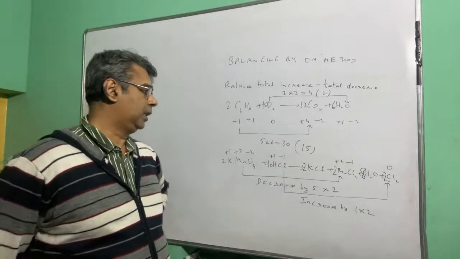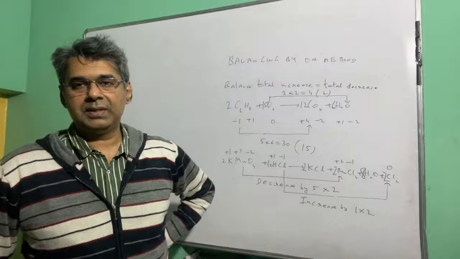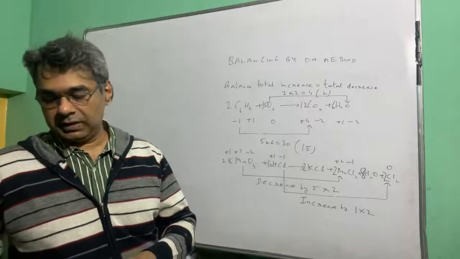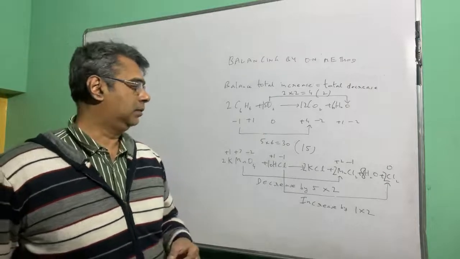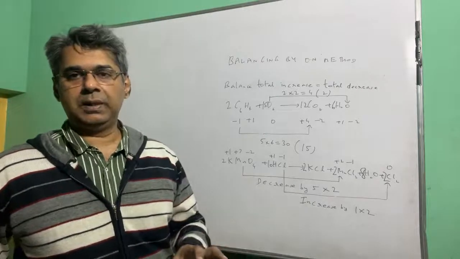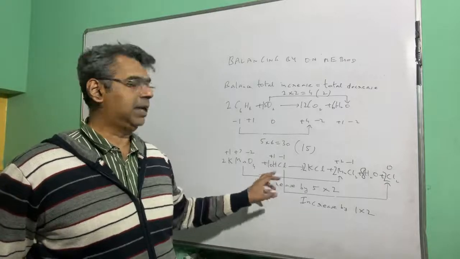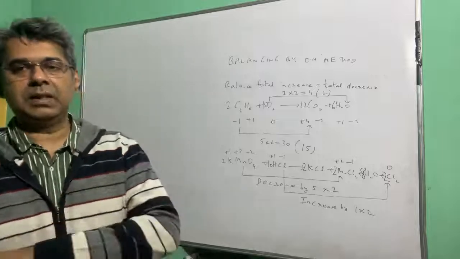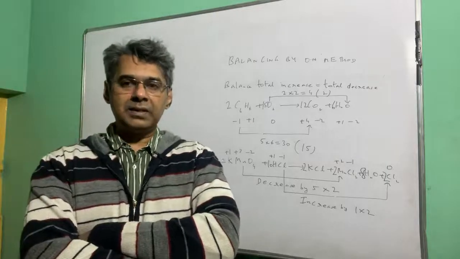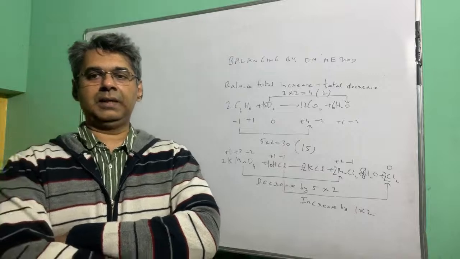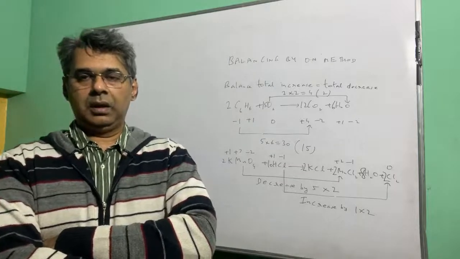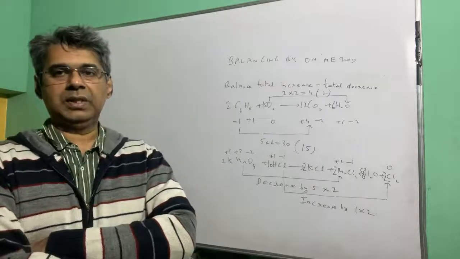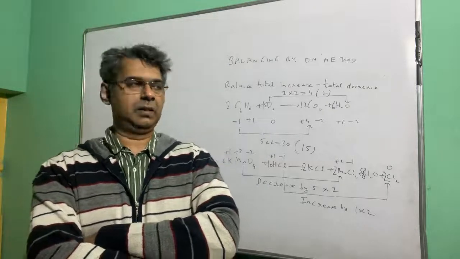Now the thing is, this is happening in spite of the fact that we have done total increase equal to total decrease, in spite of the fact that we have found out the coefficients properly, everything we have done, in spite of that the hydrogen is creating a problem. So why is it creating a problem? The reason is that in this reaction HCl is also playing the role of an acid. HCl is also playing the role of an acid. It is not only acting as a reducing agent, it is also playing the role of an acid.